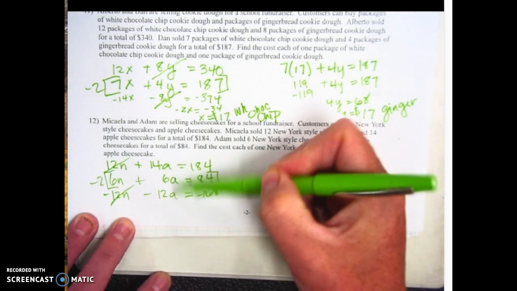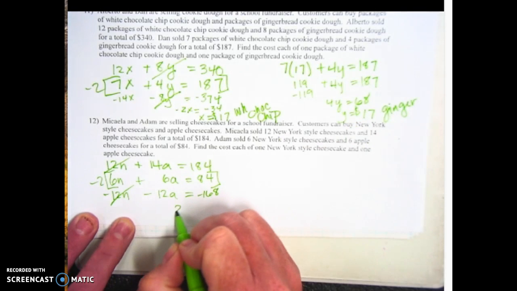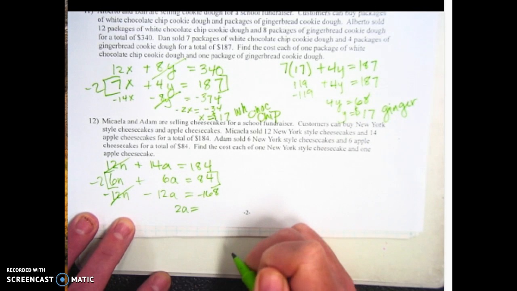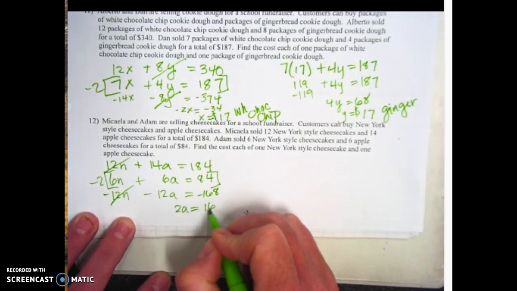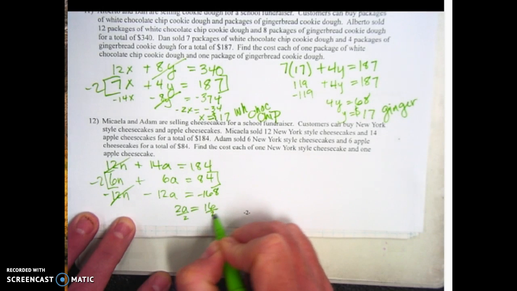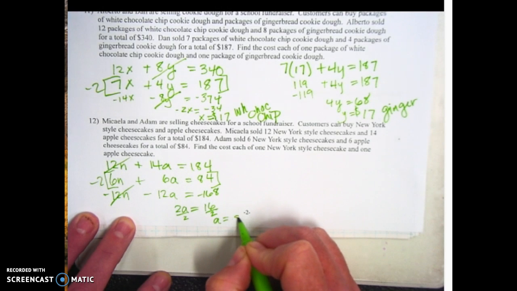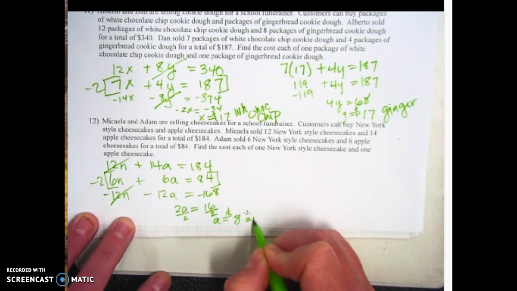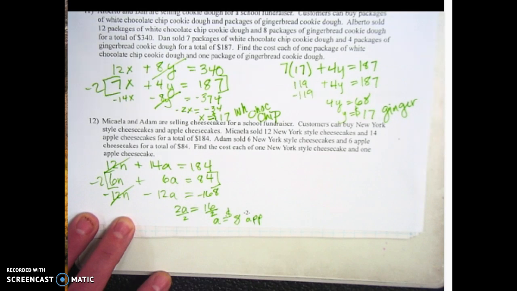I'm combining this one and this one. 14a minus 12a is 2a. 184 minus 168 is 16. Divide both sides by 2. You get a equals $8, and that was the apple cheesecake.